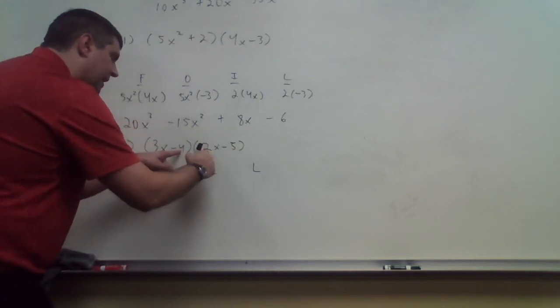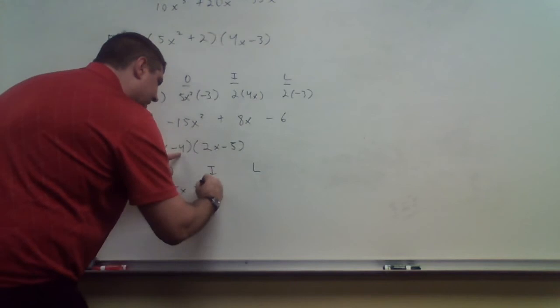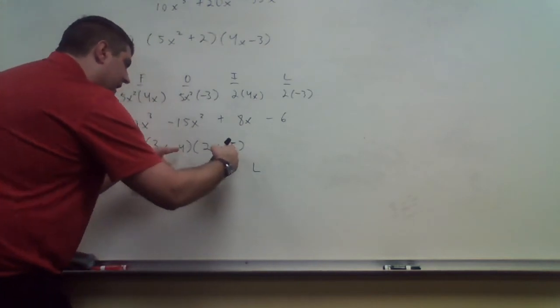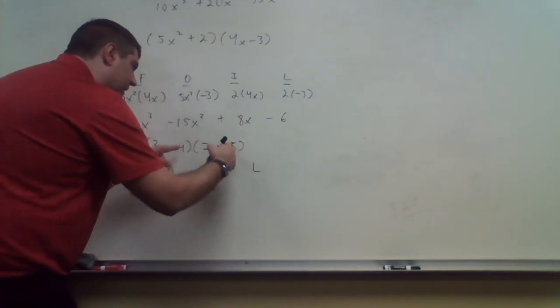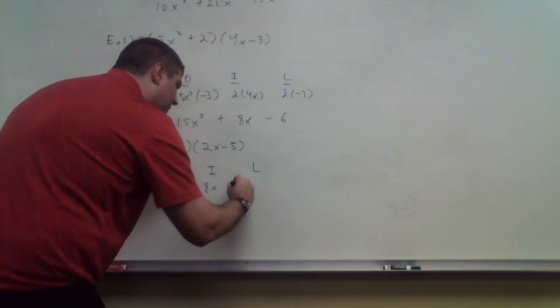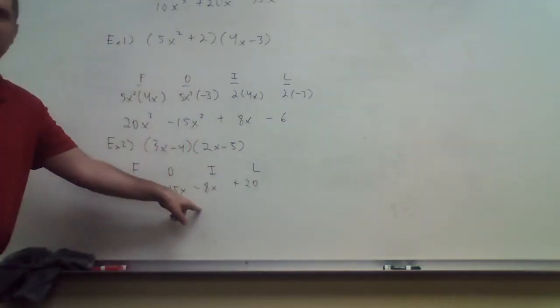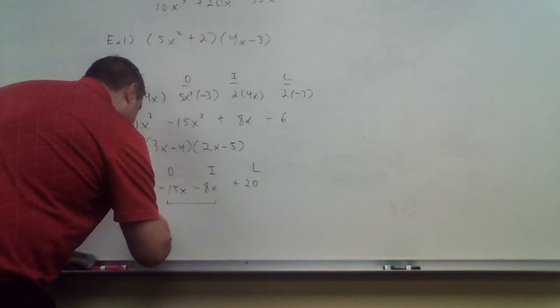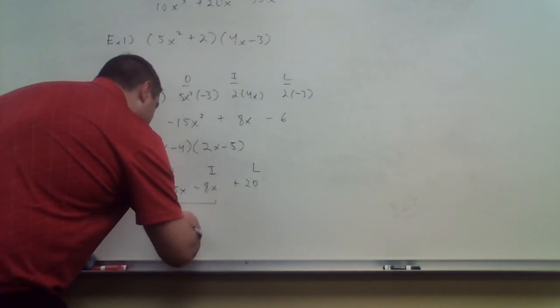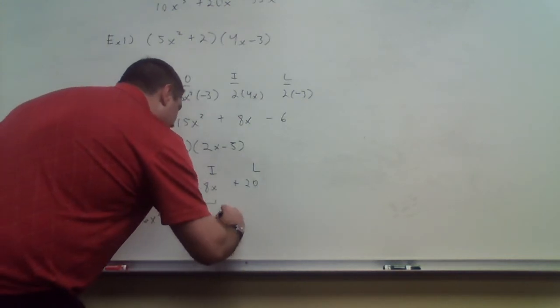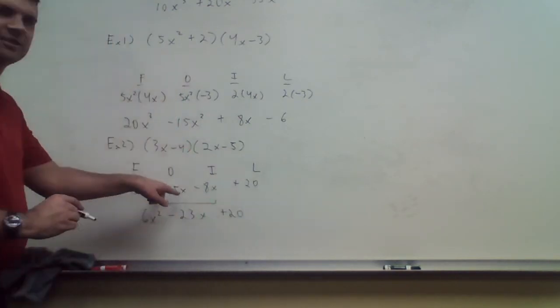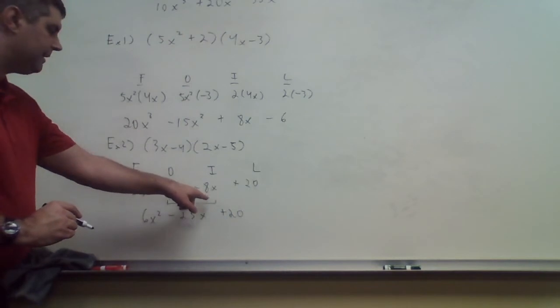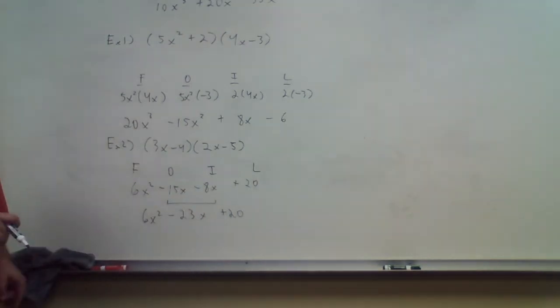Inner terms, minus 4 times 2x is minus 8x. And then the last terms, negative 4 times negative 5 is positive 20. These are like terms, so we will combine them. 6x squared minus 23x plus 20, because a loss of 15x's, lose 8x's is a combined loss of 23x's.